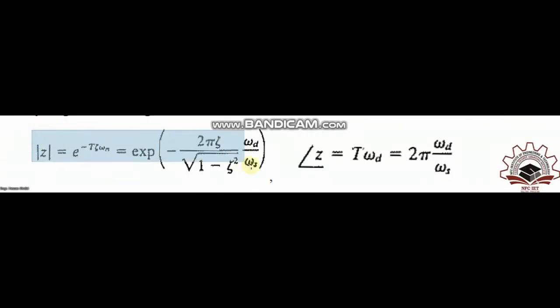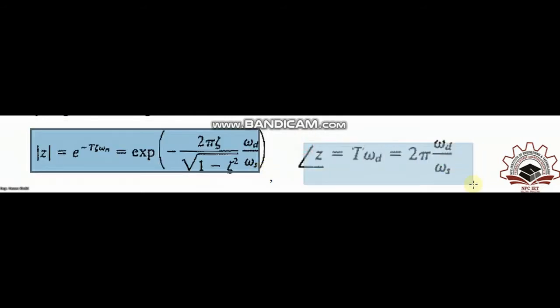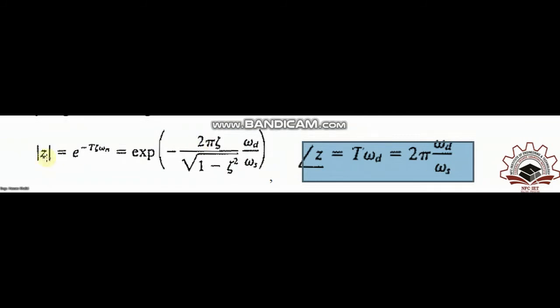From the magnitude criterion and the angle criterion defined in our previous lecture, we evaluated the formula for the magnitude criterion to be e raised to the power minus T zeta omega n, where omega n is the natural frequency. We can also write it in exponential form as e raised to minus 2 pi zeta divided by the square root of 1 minus zeta squared, times omega d over omega s, where omega d is the damped frequency and omega s is the sampling frequency. The angle criterion is defined by the sampling time multiplied by omega d, which can be transformed as 2 pi omega d over omega s, where we have expressed T in terms of the sampling frequency. That's why omega s is mentioned over here.